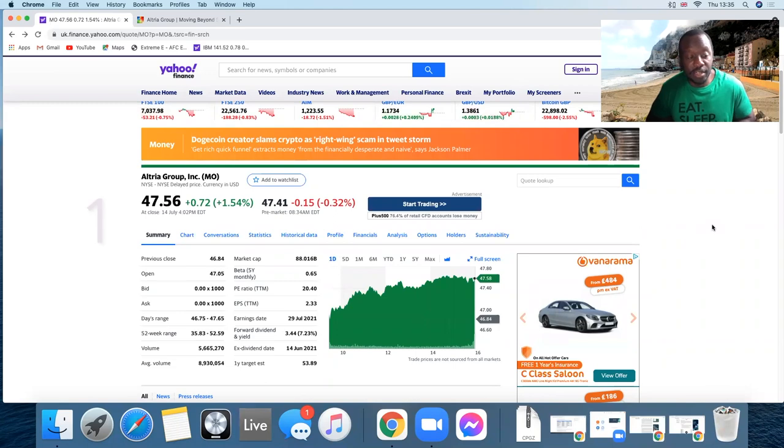Right, first stock out of the 12 we're going to look at today. Oh, before we go any further, the money hat needs to come on. That's how you know it's serious.